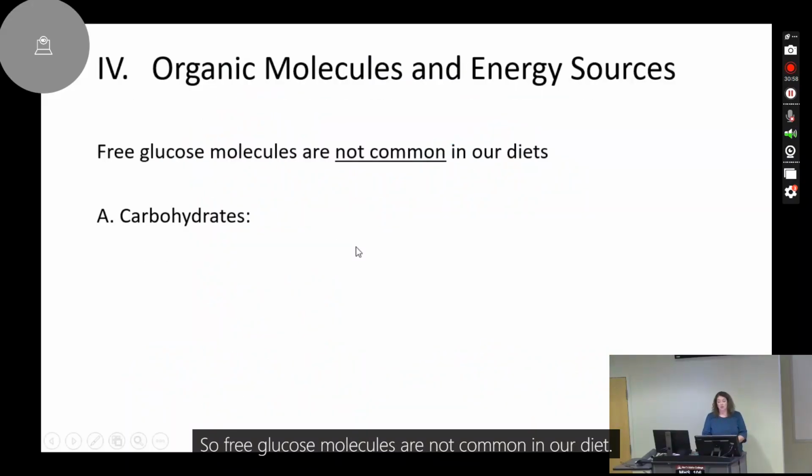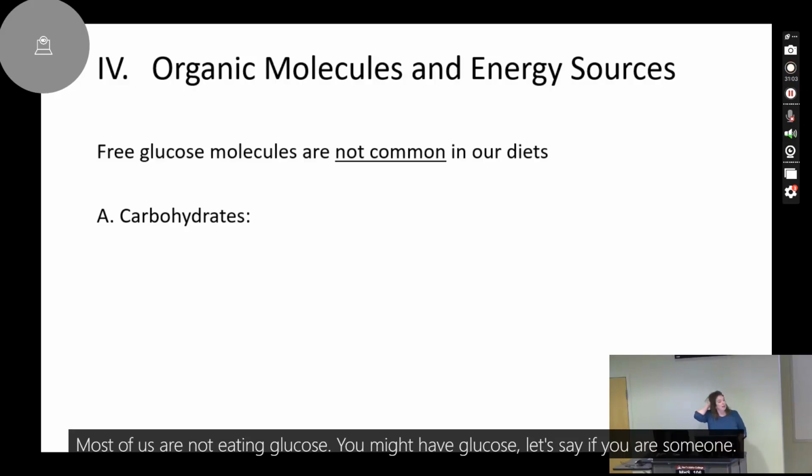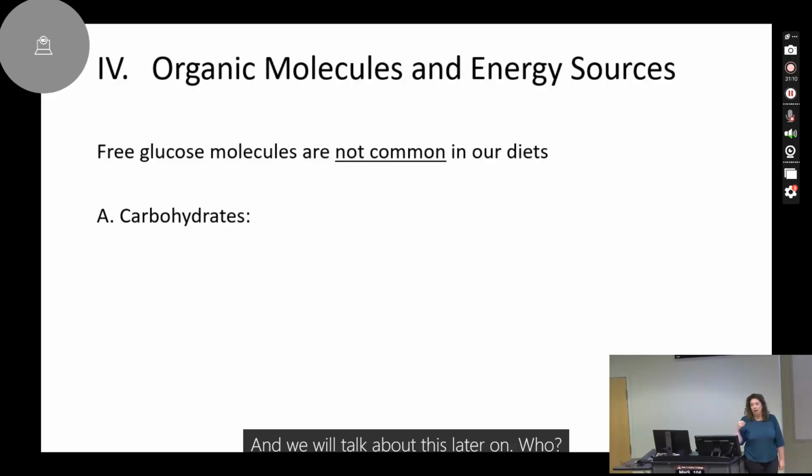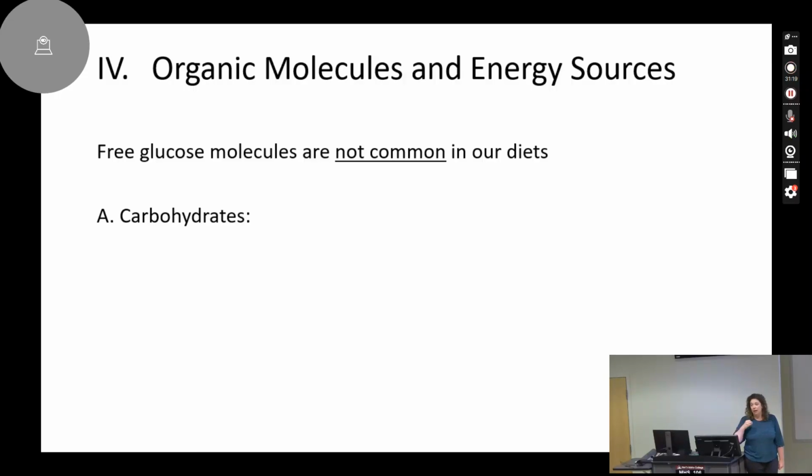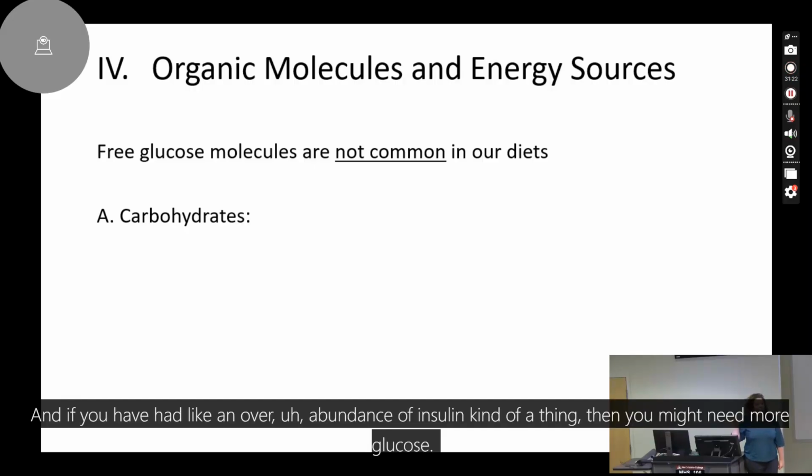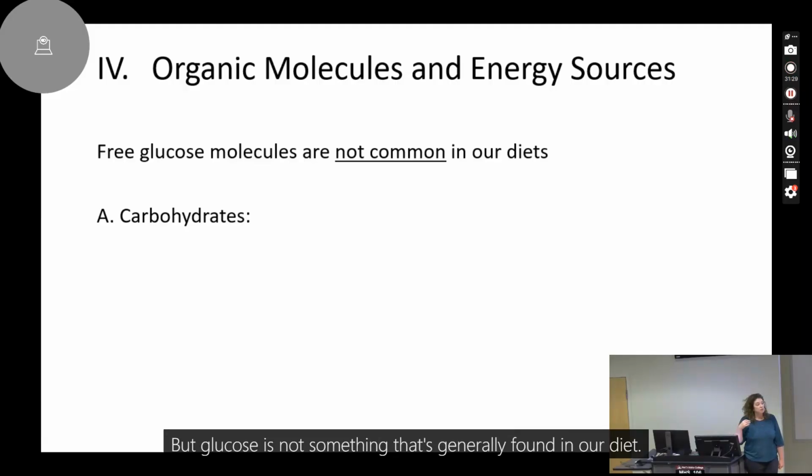So free glucose molecules are not common in our diets. Most of us are not eating glucose. You might have glucose, and we will talk about this later on, if you experience low blood sugar, or let's say if you're diabetic and have had an abundance of insulin, then you might need more glucose. But glucose is not something that's generally found in our diet.